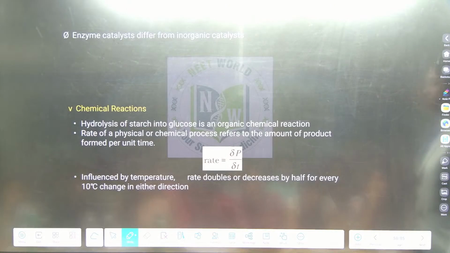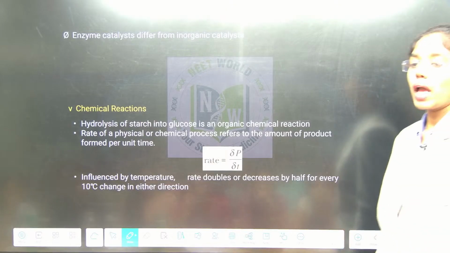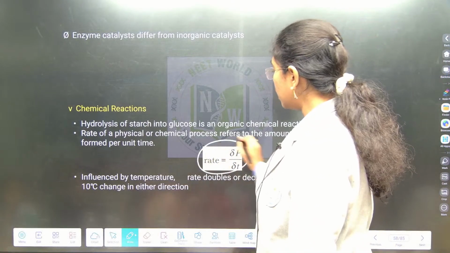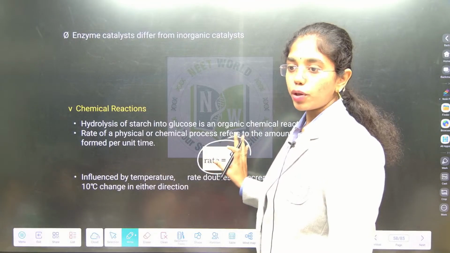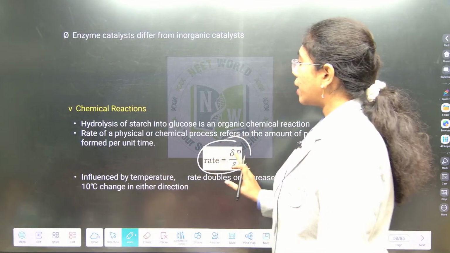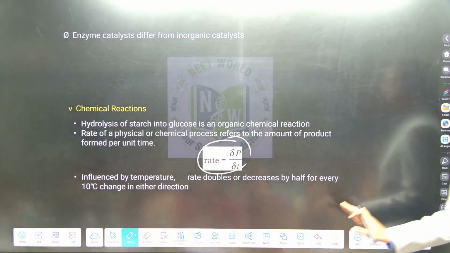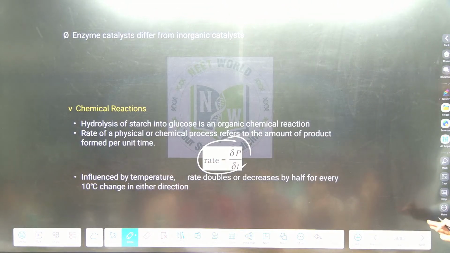Got to know the properties of the enzymes? How you can calculate the rate of reaction? Amount of products formed in a specific time, per unit time. Okay. Number of products formed per unit time will give you the rate of enzymatic reaction.